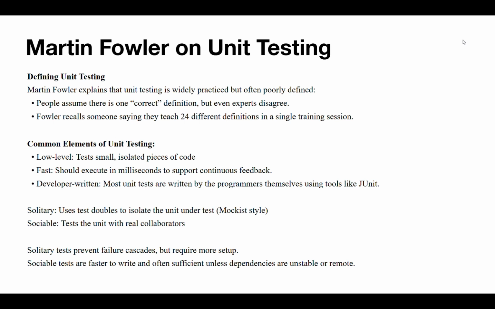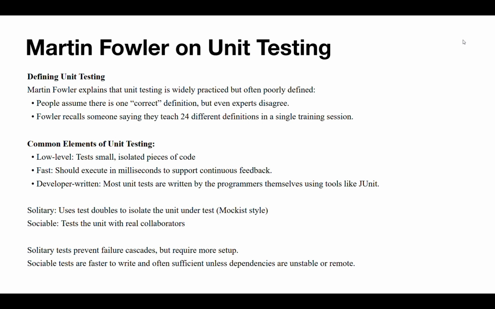Solitary tests use mocks or stubs. Sociable tests let the unit interact with real collaborators. Each approach has pros and cons. Solitary tests are faster and more reliable, but may require complex mocking. Sociable tests are easier to write, but may introduce external dependencies. So it really depends on what you're testing and what you want to use while you're testing.